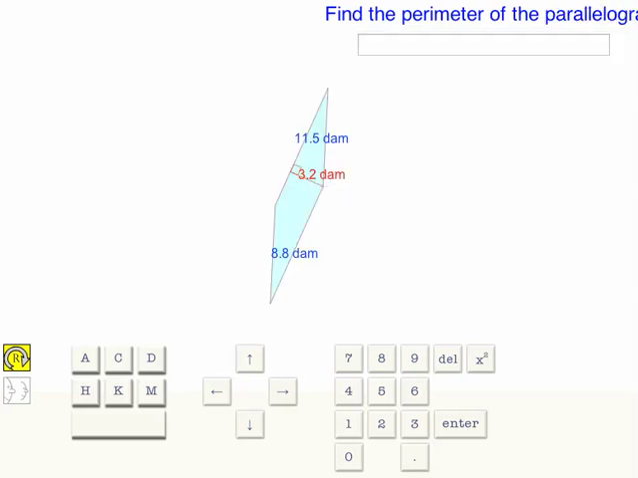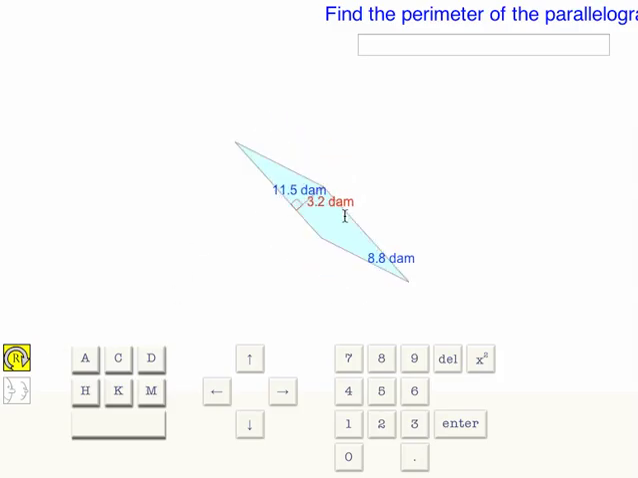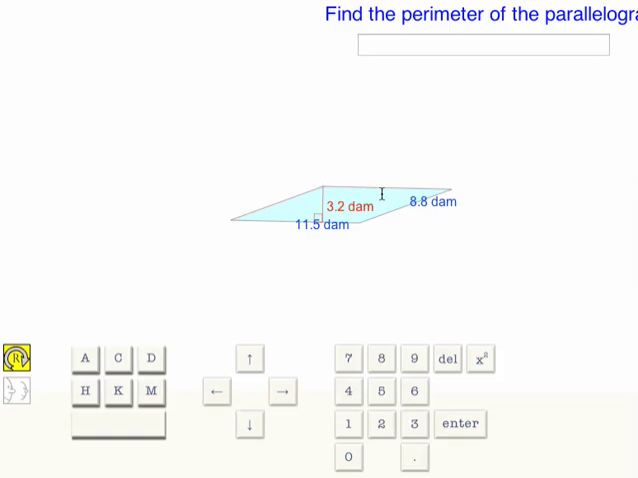Let's look at another shape. Here we're being asked to find the perimeter of the parallelogram. I'm just going to rotate this shape a little bit so that my height is perpendicular to the base. This is the base, this is the slant height, and the top is identical to the bottom, so we call this the base as well, and that the slant height. These two sides are both 8.8, and the two bases are both 11.5. The height is 3.2, but that doesn't come into the perimeter because it's not part of the outside, so we're just adding up the outsides.